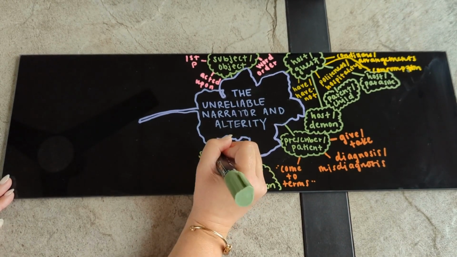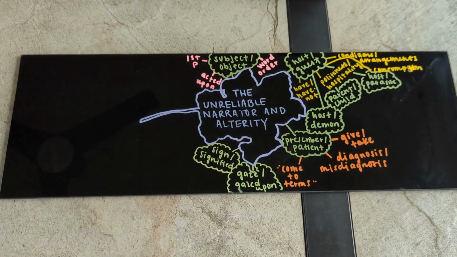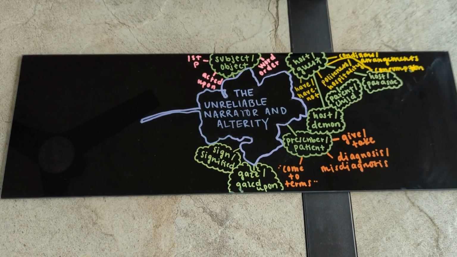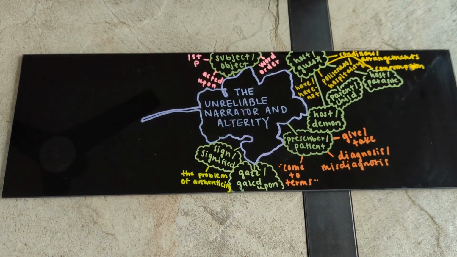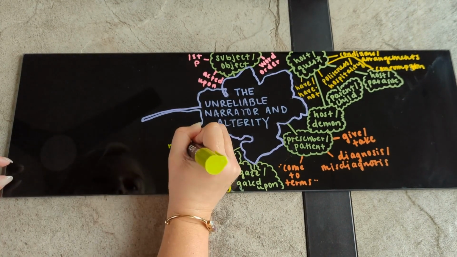There's the gaze and gazed upon. The sign signified brings up the problem of authenticity. Authentication happens through the repetition of signs, always signaling what they claim to represent. Evidence stacks up to validate legitimacy. Reliability is in the recurrence.